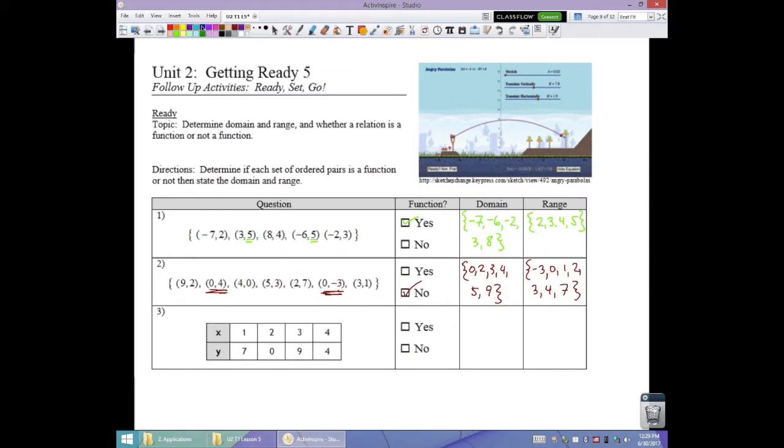Number 3, I have just 4 separate points. 1, 2, 3, 4 are my x values. Since none of them are repeated, none of them can be assigned to multiple y values. So yes, this is a function. The domain would be 1, 2, 3, 4. Now the reason I can't just say it's 1 through 4 is because that would imply that 1.5 and 2.7 and 3.1 and 2 2/3 are all part of the domain also, and they are not. This is a discrete listing.